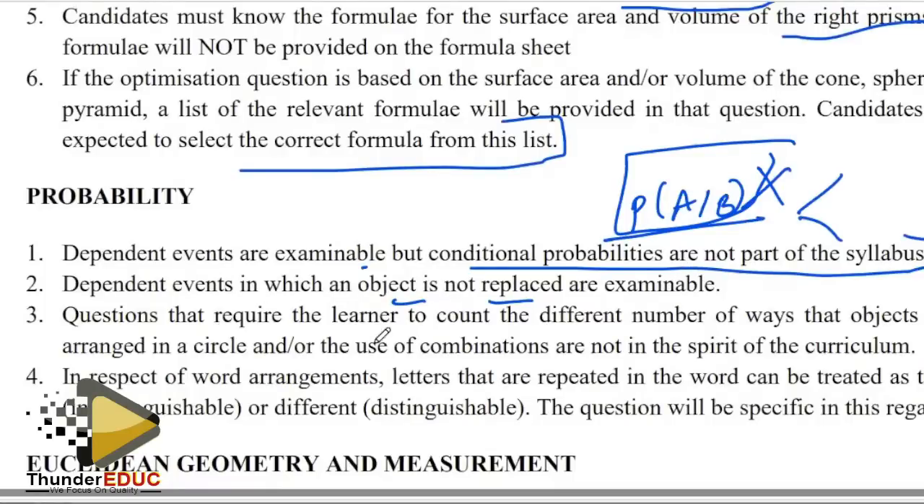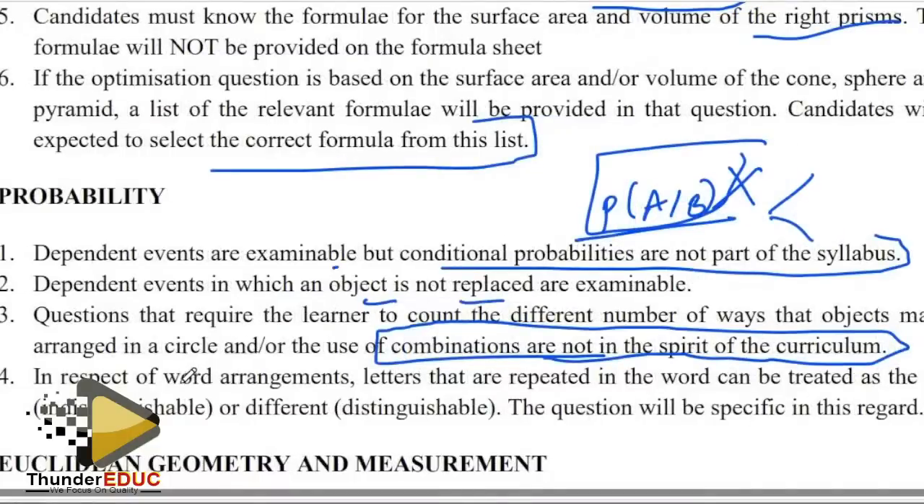Okay, then questions that require a learner to count the different number of ways that objects may be arranged in a circle, or use of combinations, are not in the spirit of the curriculum. So we don't count in circles, but rather the way that we've taught our learners. In respect of word arrangements, letters that are repeated in the word can be treated as the same, indistinguishable, or different, which is distinguishable. The questions will be specific in this regard. They'll tell you whether the arrangements must be kept the same or different.